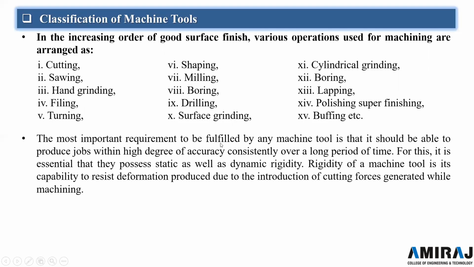The important requirement to be fulfilled by any machine tool is that it should be able to produce jobs with a high degree of accuracy consistently over a long period of time. For this, it is essential that they possess static as well as dynamic rigidity. Rigidity of a machine tool is its capability to resist deformation produced due to cutting force generated while machining. कोई भी मशीन कितना रिजिड है, वो कैसे पता चलेगा कि उसकी कैपेबिलिटी क्या है कि वो डिफॉर्मेशन को कितना रेजिस्ट करेगा, ठीक है, when the cutting forces are introduced.